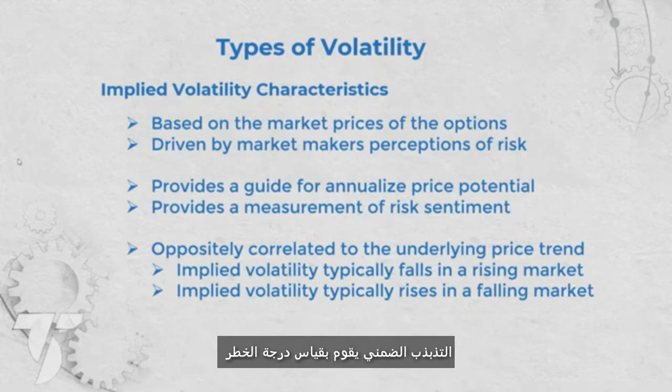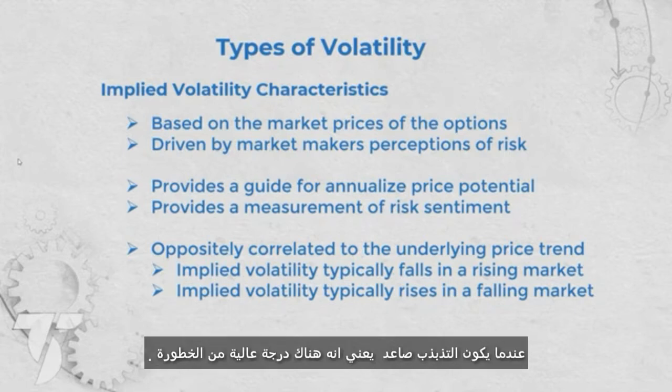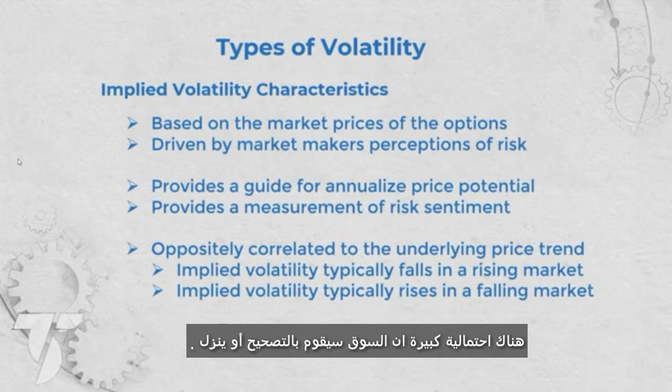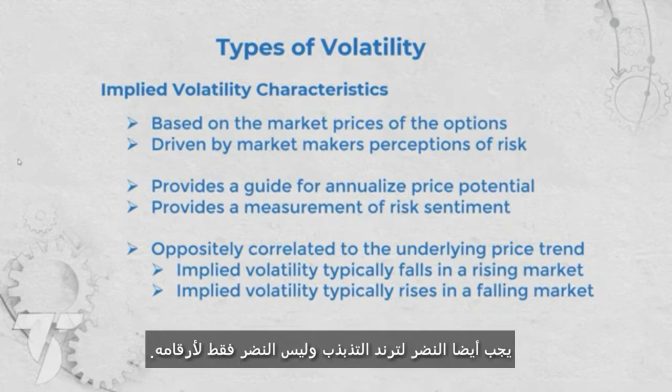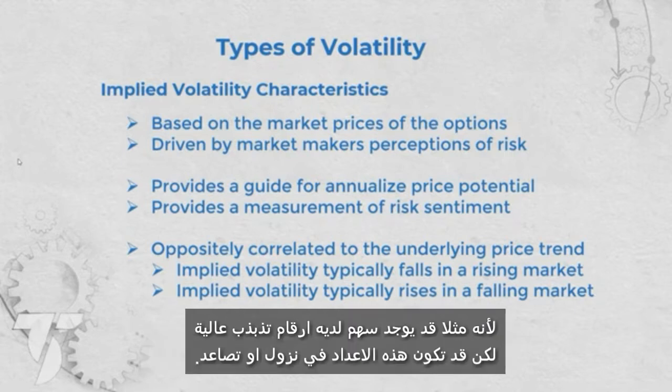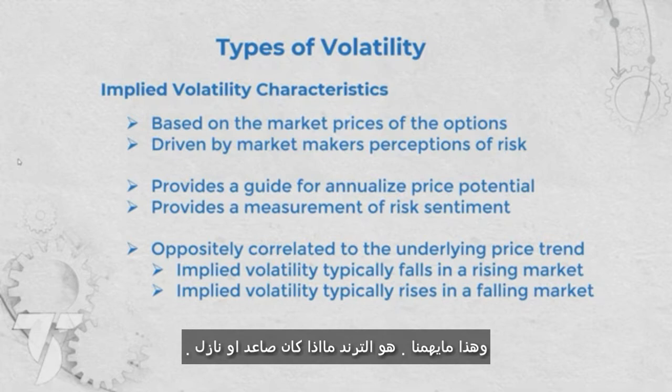So it gives us a measurement of the risk sentiment. Higher volatility means higher risk. There's a bigger chance, or a sentiment, that the market has a chance to correct or trend down. And again, we look at the trend of volatility as well. It's not just the number. You may have a stock that constantly has a very high volatility number, but is that number going up or is it going down? That's what we really care about. What is the trend of that volatility number?